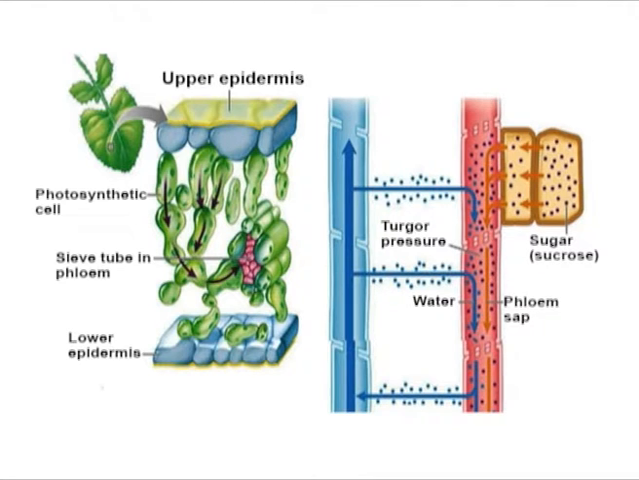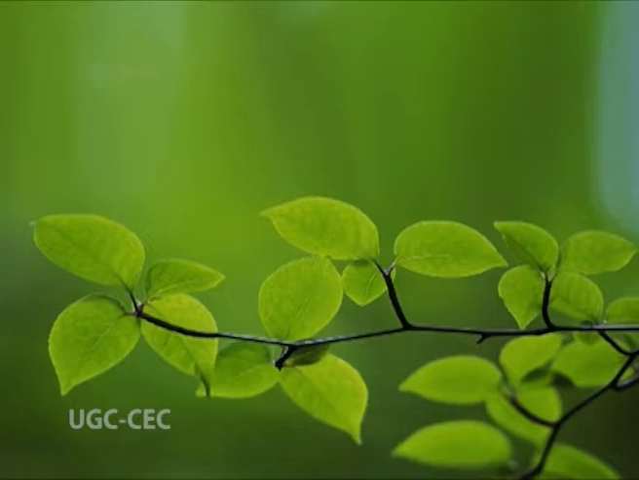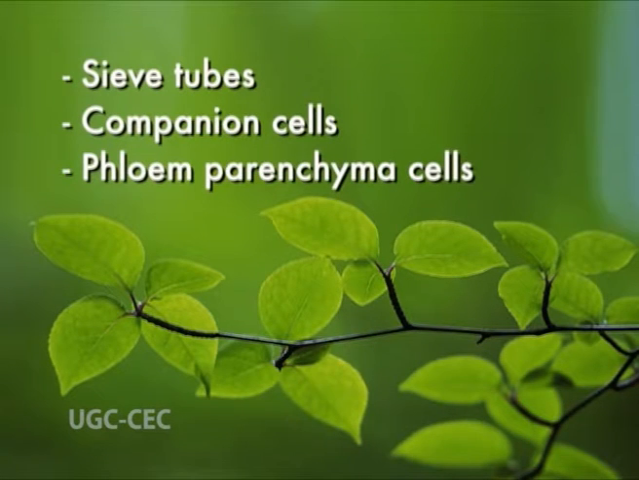Xylem not only helps in conduction of water and mineral nutrients, but also provides mechanical support to the leaves. The phloem is composed of sieve tubes, companion cells and phloem parenchyma cells. Phloem helps in translocation of prepared food materials from the mesophyll cells to different parts of the plant.